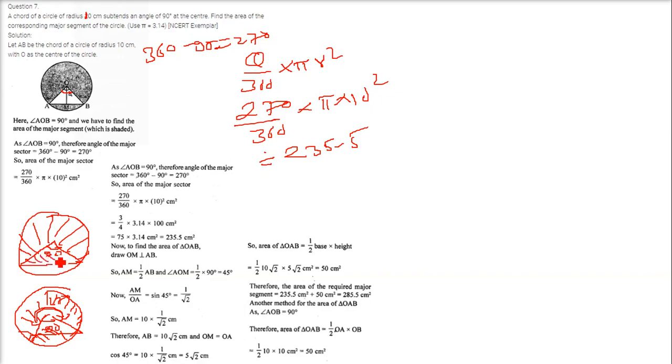Now coming to the area of the triangle, because the area of the triangle has to be known and we have to add it with this one. We need to add this. Then only can we say this is the area of the bigger segment, the major segment. I hope you got the idea. We have to add these two, so we have to find the area of this triangle also.